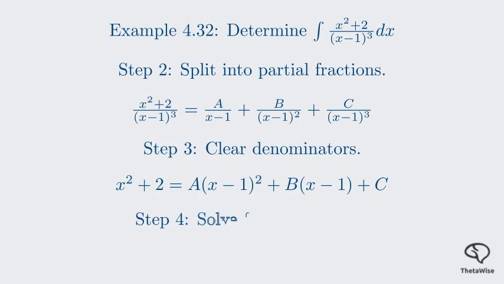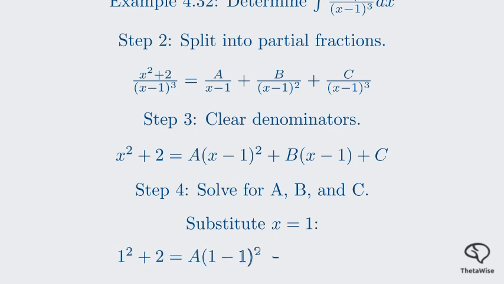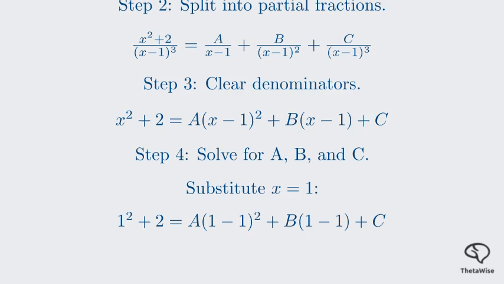Step 4. Solve for the constants. We only have one factor, x minus 1, so x equals 1 is the only value that makes a term 0. Substituting x equals 1, we get 1 squared plus 2 equals c. This simplifies to c equals 3. Great, we have our first constant.